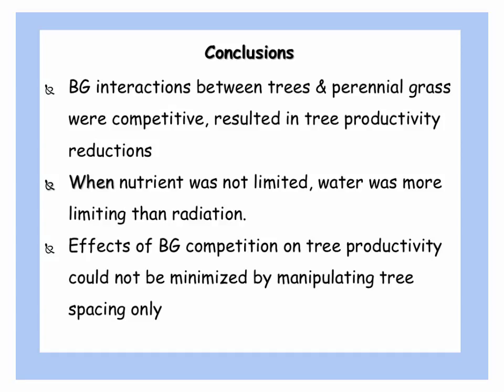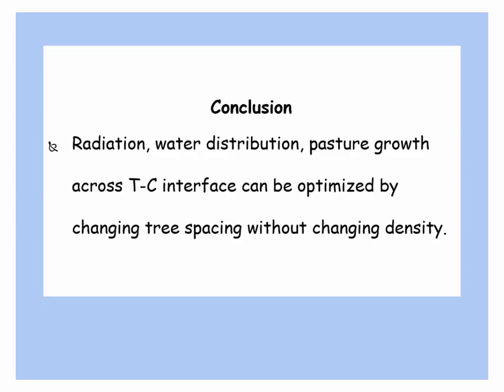When hydro was not needed again, water was more determinant of the reductions. So the most important thing is that the effects of the low ground interaction of competition on tree productivity couldn't be modified or reduced by spacing, but radiation, water use, and pasture flows could be optimized in the stream if you know how to do that.